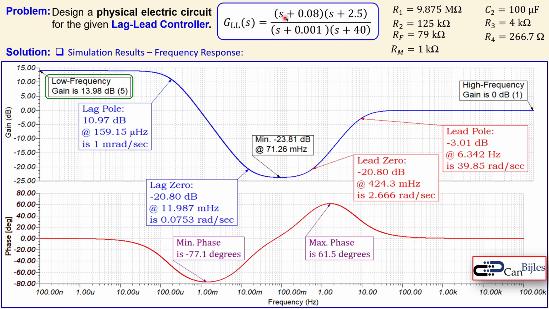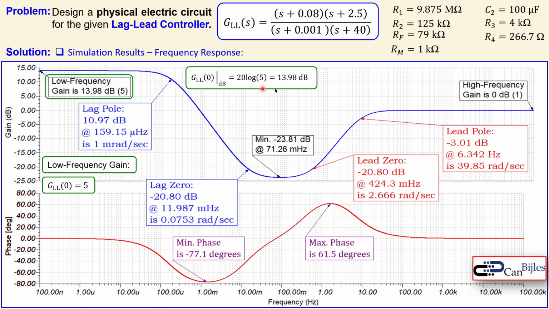And that is determined by looking at the transfer function here by substituting for the S to 0. If you do that here, you will get 0.08 times 2.5 over 0.001 times 40, because the S is all 0. It will be exactly 5. And if you then do 20 log of that value, you get 13.98 dBs, which is exactly as here.